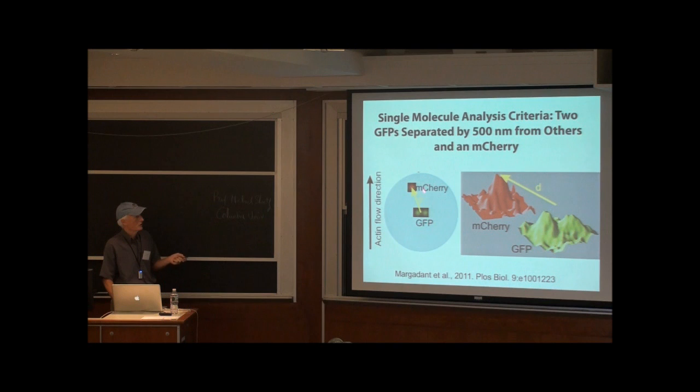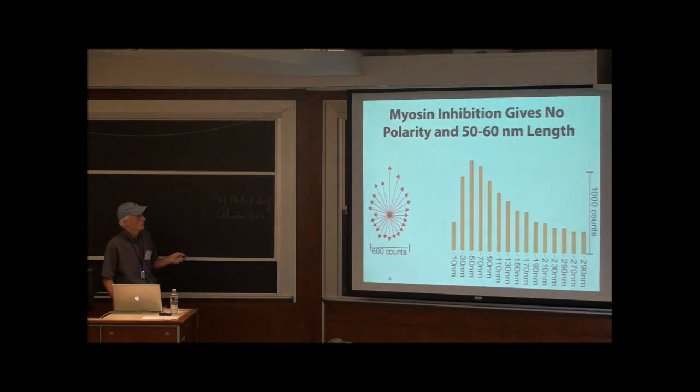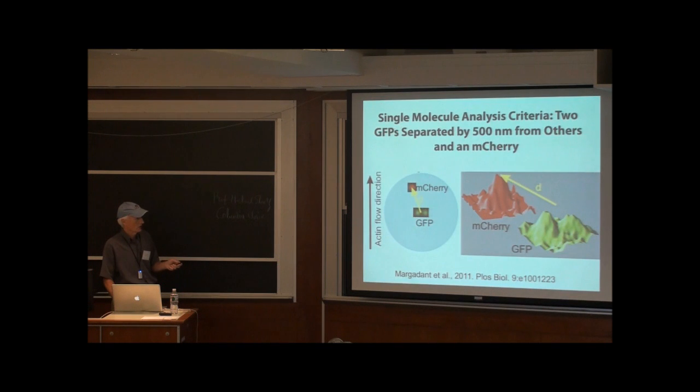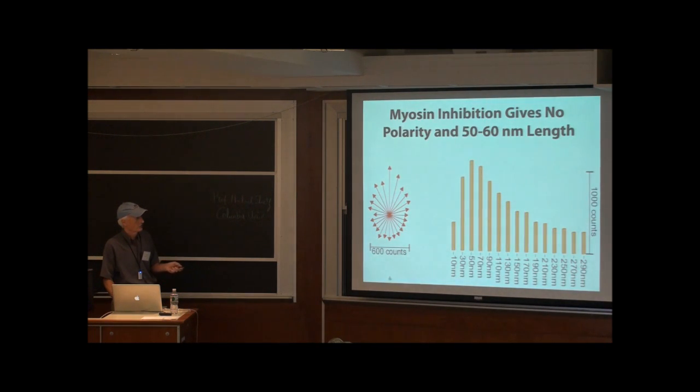So when we found an mCherry with 2 GFPs, that defined a vector that had a length and a direction, and we can determine that direction relative to the actin flow. And in the presence of blebbistatin, the myosin inhibitor, there was no polarity to that vector, and the peak was at 60 nanometers here, which corresponded very well with the overall length of the molecule in vitro, and indicated that it was not being stretched.